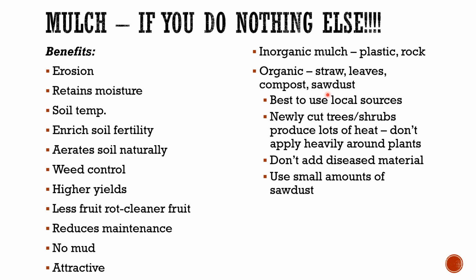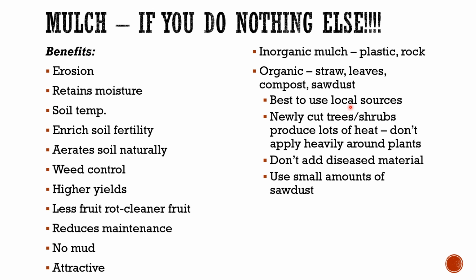Now, you do have to be aware of sawdust because when it biodegrades, it uses a lot of nitrogen, and it can pull that nitrogen away from your plants. So don't use a heavy layer, just small amounts, and mix it with some other clippings, grass clippings, or some straw, or even just compost it first before you use that.